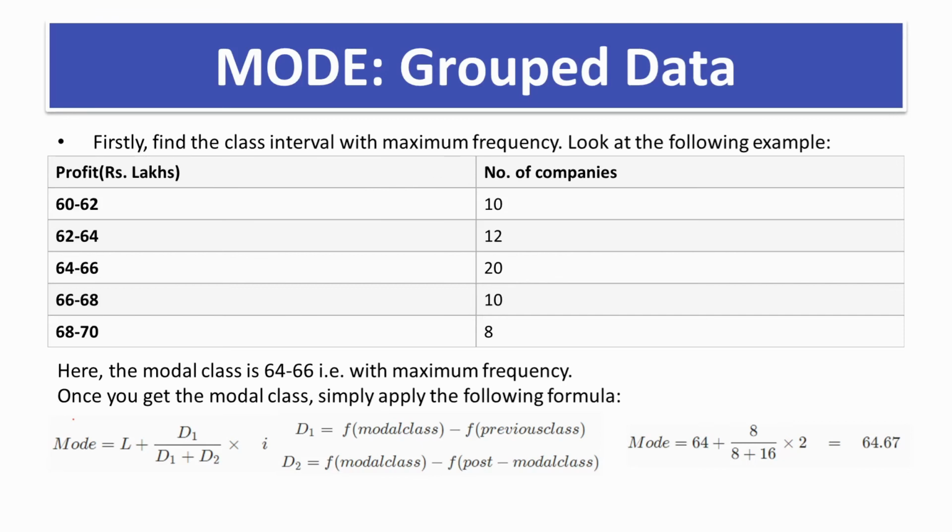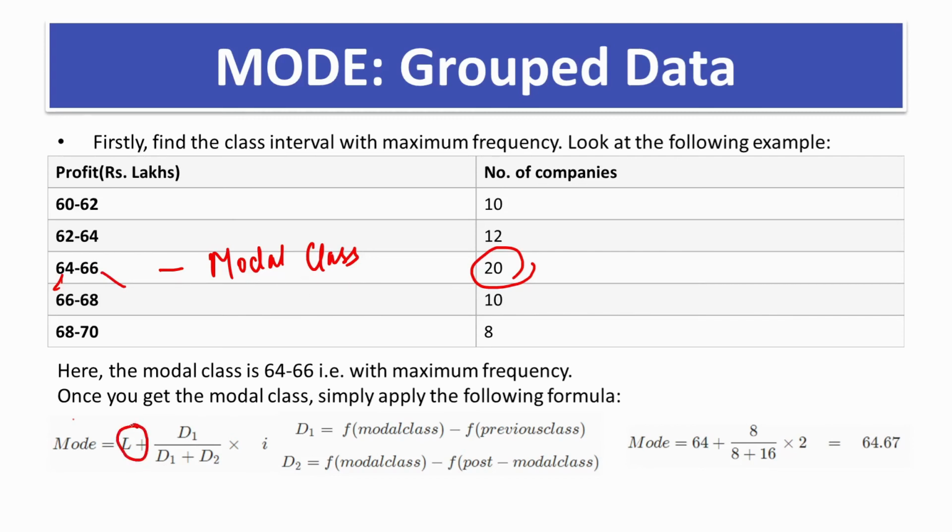Now talking about mode for grouped data. In case of grouped data, first of all find the class interval with maximum frequency. This is simple: the maximum frequency is 20, so this is your modal class. This is the lower value and this is the higher value. After finding the modal class, simply apply this formula.